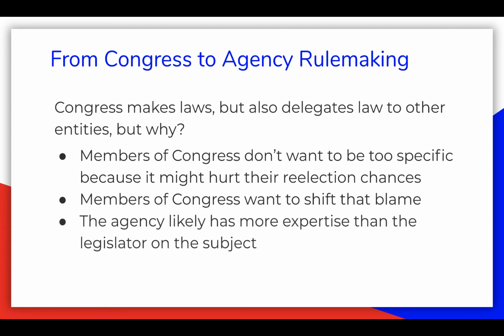And finally, and perhaps most importantly, the agency likely has more expertise than the legislator on the subject. Really, a legislator can't know every policy domain really, really well. They have to rely on the bureaucracy's expertise to put this rule, to put this regulation into practice, okay? So they are relying ultimately on that agency's expertise.